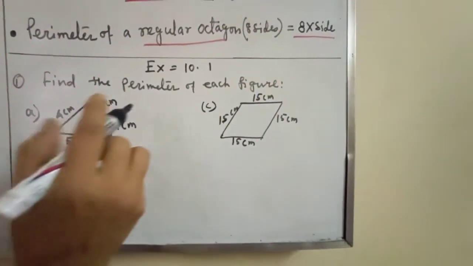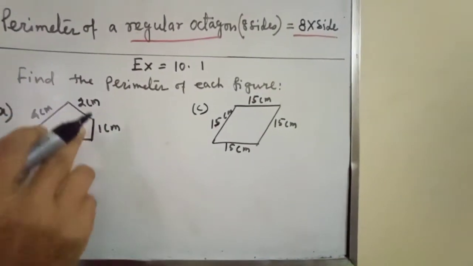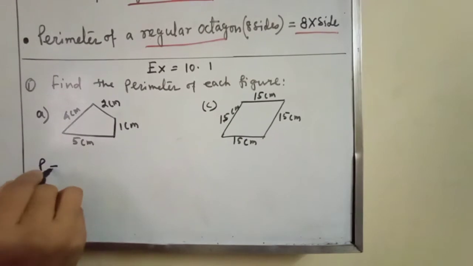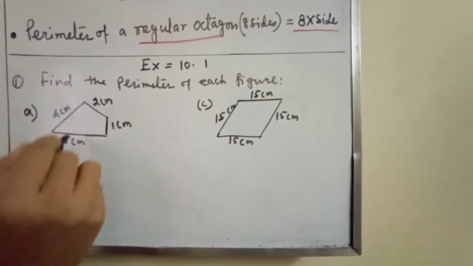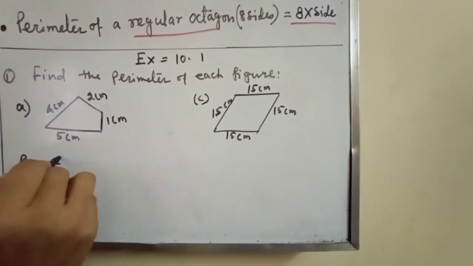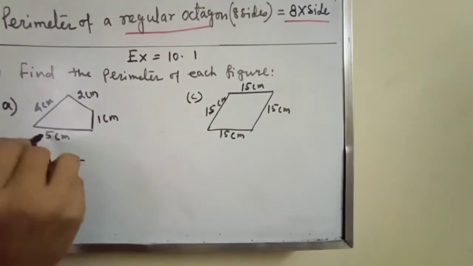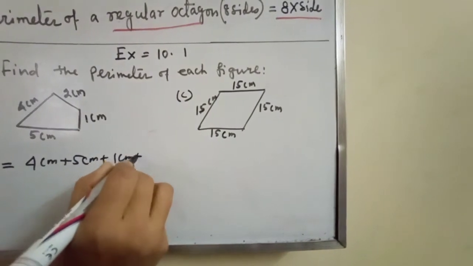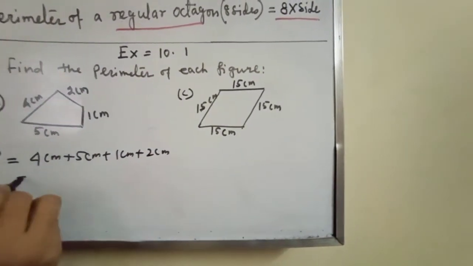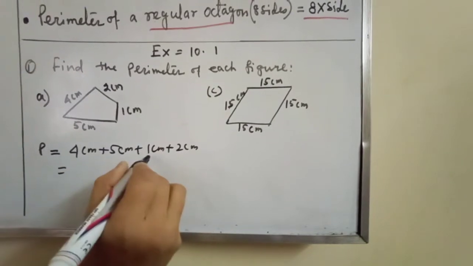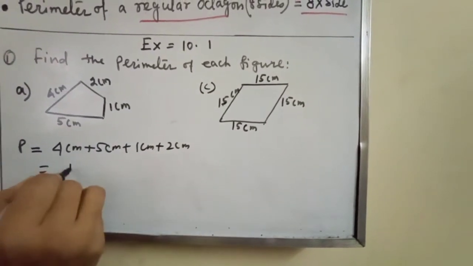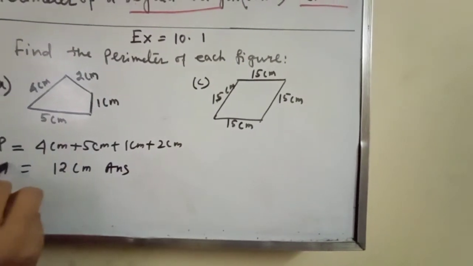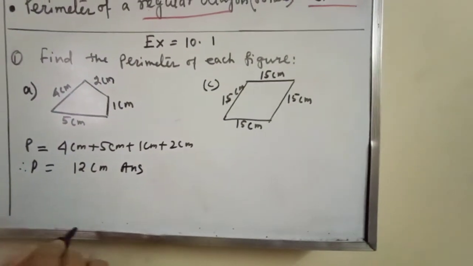You have to find the perimeter of each figure. You know that when you have to find the perimeter of each figure, you have to add the lengths of all the sides. So 4 centimeter plus 5 centimeter plus 1 centimeter plus 2 centimeter. 4 plus 5, 9, 9 plus 1, 10, 10 plus 2, 12 centimeter. So perimeter is equal to 12 centimeter.